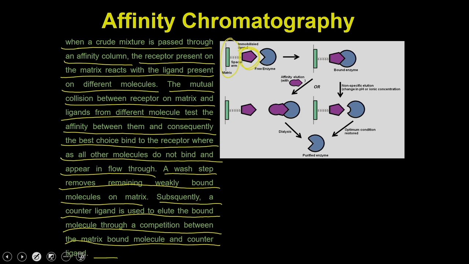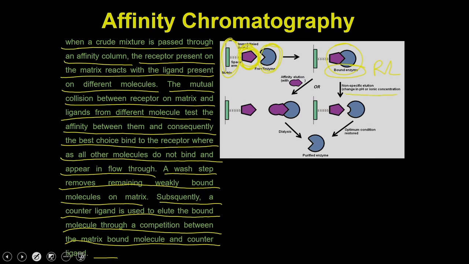So for example, in this case we have taken a matrix and coupled the ligand. This ligand has an affinity for the enzyme, which serves as a receptor, so it forms the receptor-ligand complex. You can imagine that you may have different types of enzymes which probably have a similar kind of active site, but they may have subtle differences, and because of that this ligand is only going to recognize this enzyme and form the receptor-ligand complex.